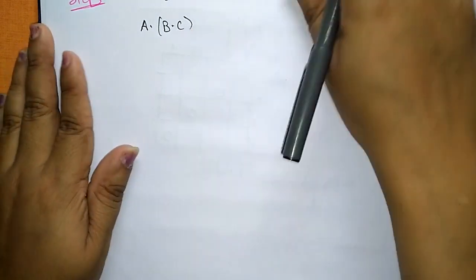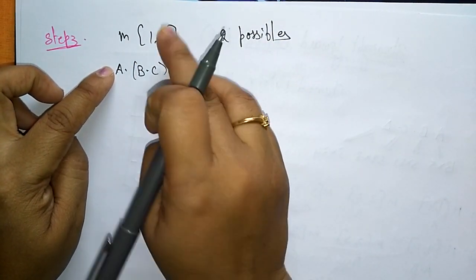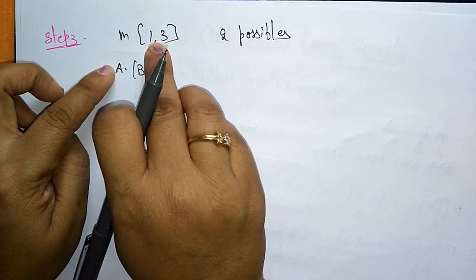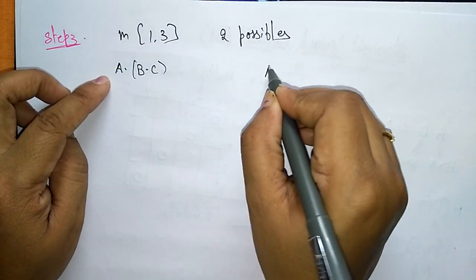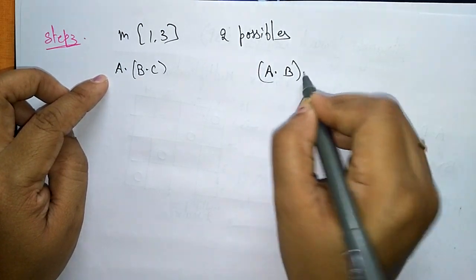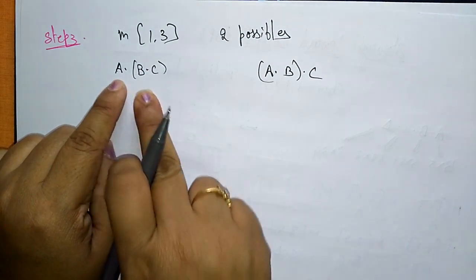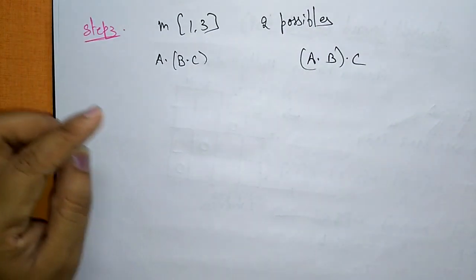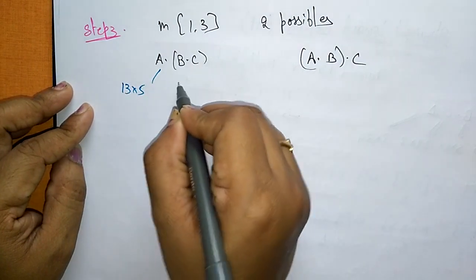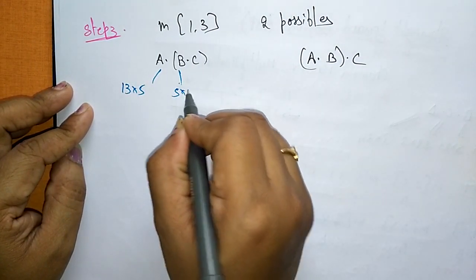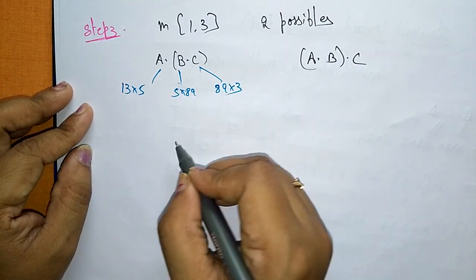So if you want 1 to 3, in the middle the two elements are there. So A dot B dot C, or A dot B dot C. For this multiplication, there are two possible ways. So let me write those. A is 13 by 5, B is 5 by 89, and C is 89 by 3.